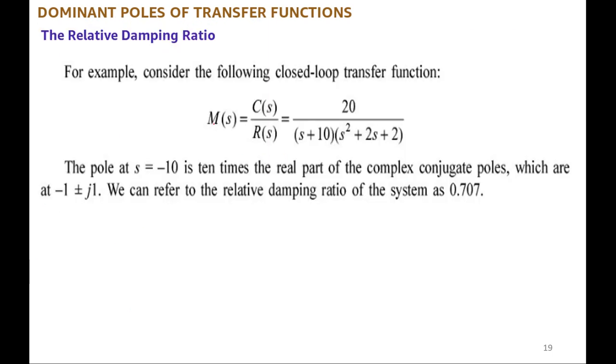I will take this example. This is the closed loop transfer function: M(s) = C(s)/R(s) = 20 divided by (s + 10)(s² + 2s + 2). You can observe here, this is not of the standard second order form, right?